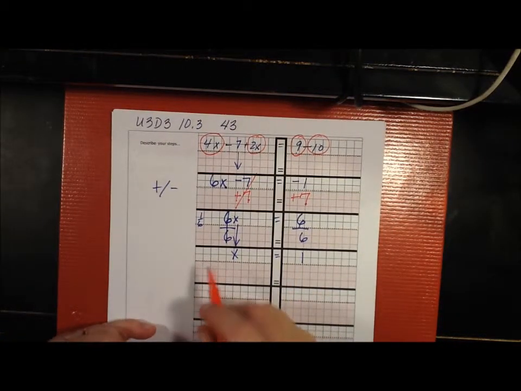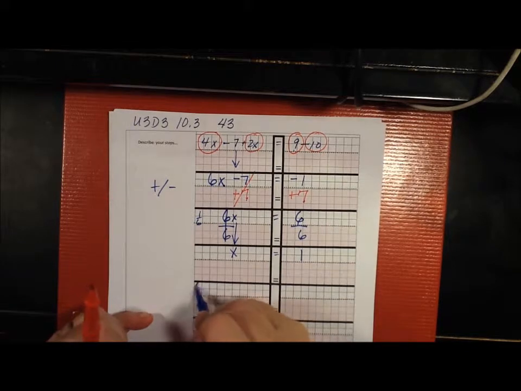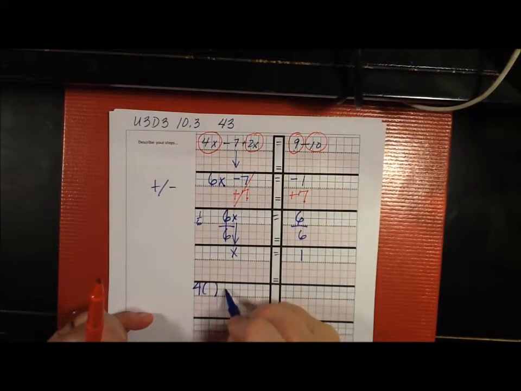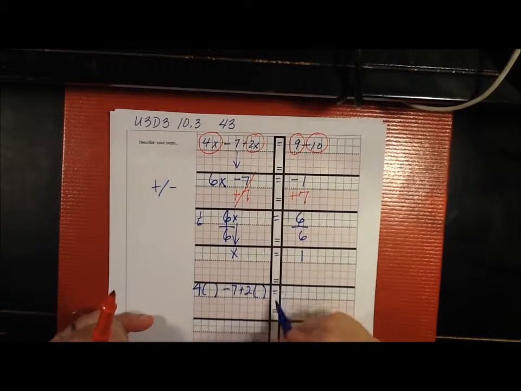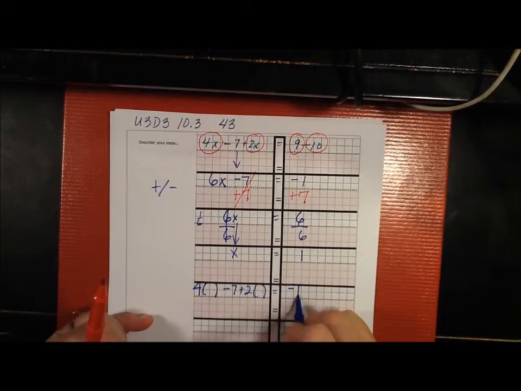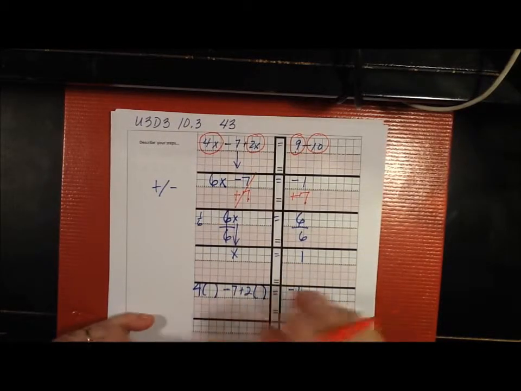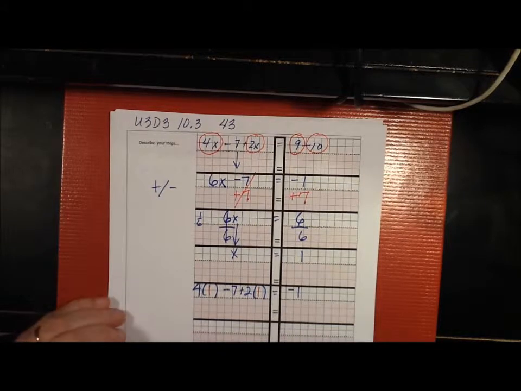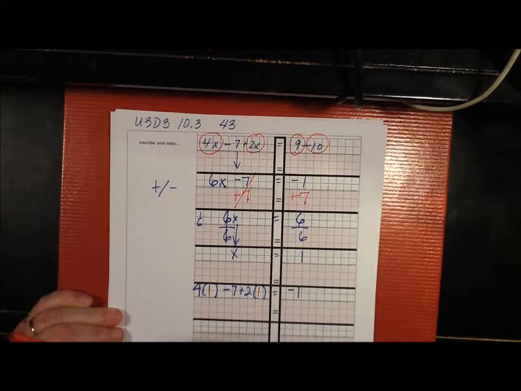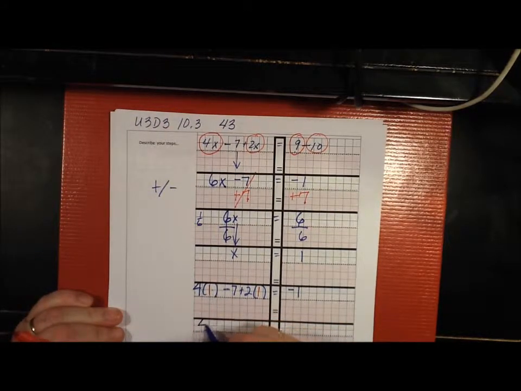Let's see if it's right. So I'm going to look at this and I'm going to say 4 times something minus 7 plus 2 times something equals, let's just do that in our head, negative 1. And our answer was positive 1, so let's see if it works. I'm going to plug that in wherever there was an x. And 4 times 1 is 4, minus 7 plus 2 times 1 is 2 equals negative 1.